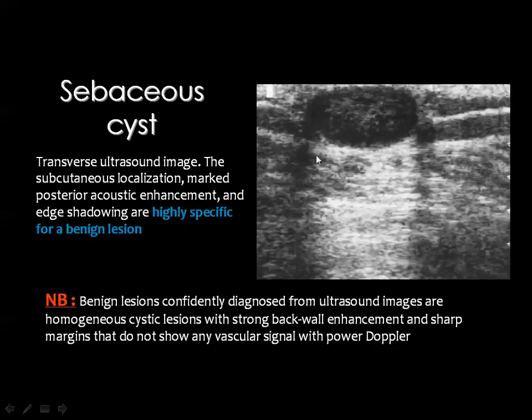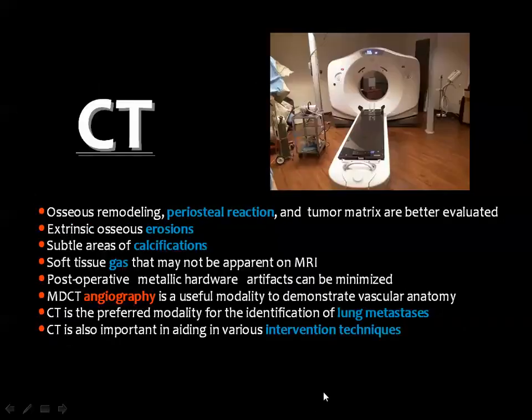Then this is one of the best examples that ultrasound can confidently diagnose the benign lesion. And these are the criteria. The benign is a homogeneous lesion which is usually cystic with a strong acoustic enhancement and sharp margin with no abnormal vascularity on Doppler study. This is a confident diagnosis by ultrasound that this lesion is a benign one.